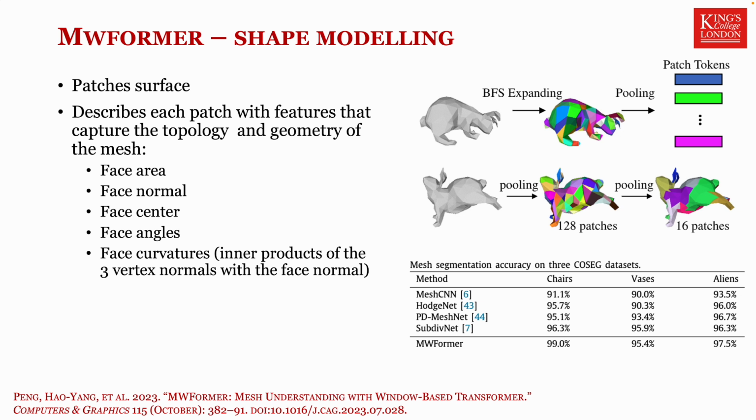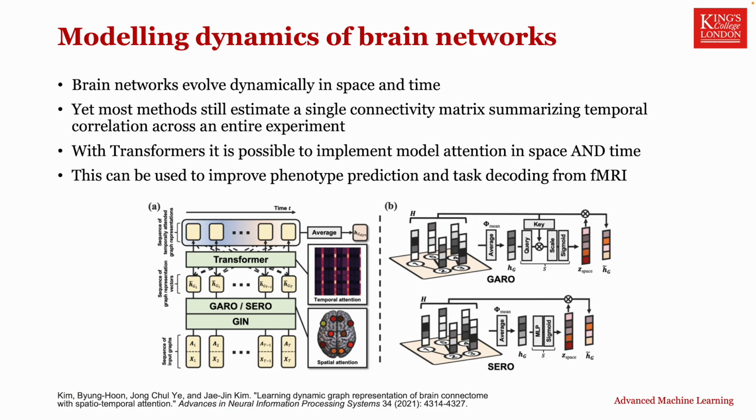Similar ideas have been applied to shape modelling, for example, in this mesh window-based transformer paper. They again patch the image into triangles, explain each patch with features that capture the topology and geometry of the mesh, and then model these tokens with a transformer to perform shape classification and segmentation. People have also used transformers to model dynamic graphs, first using graph convolutions to encode a latent representation of a brain network extracted from the correlation of time series that captures brain activity within fixed regions over a period of time. Then transformers were used to model the temporal evolution of these windowed networks over time.